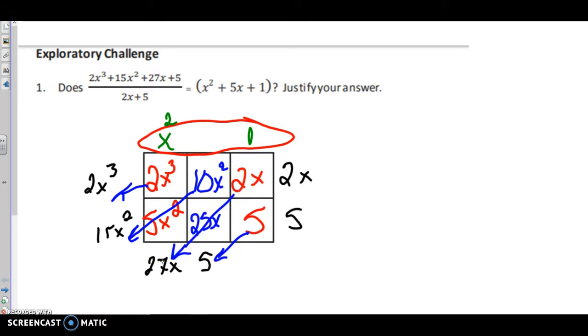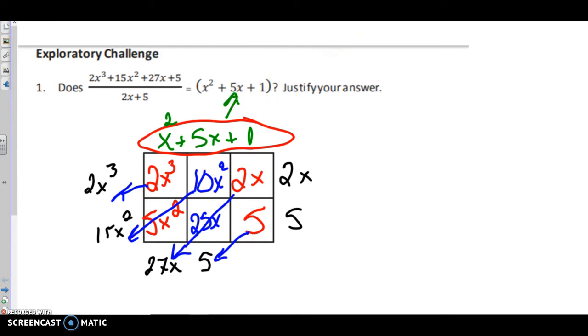So what do I have to multiply 2x by to get 10x squared? Well, that would be 5x. And just checking that last column, 5x times 5 is 25x. Everything works out. These are both positive numbers, and that matches that. So that is the reverse tabular method.